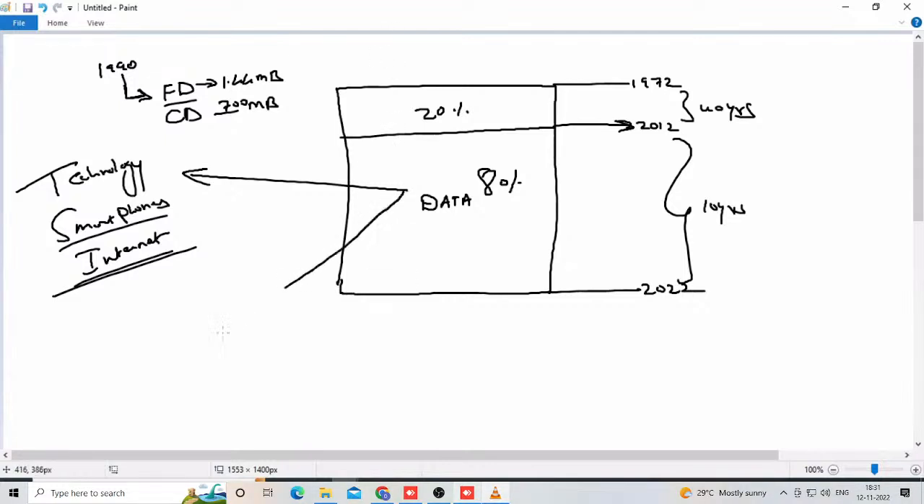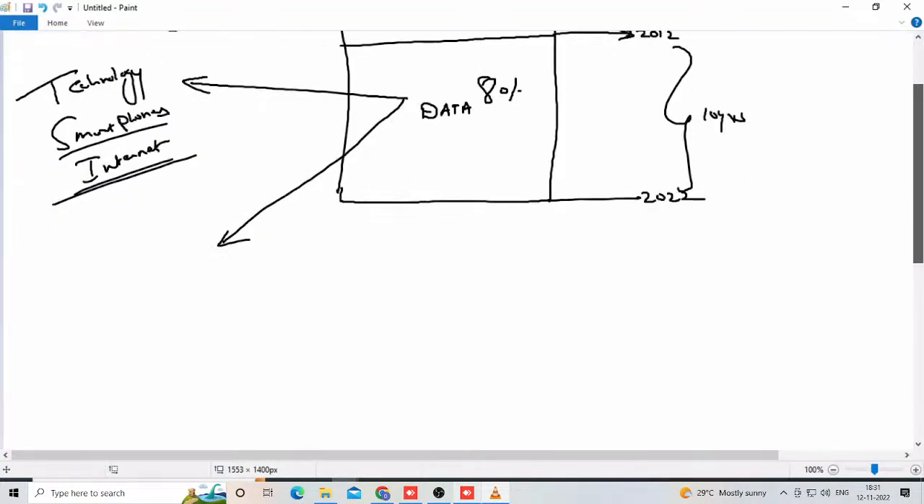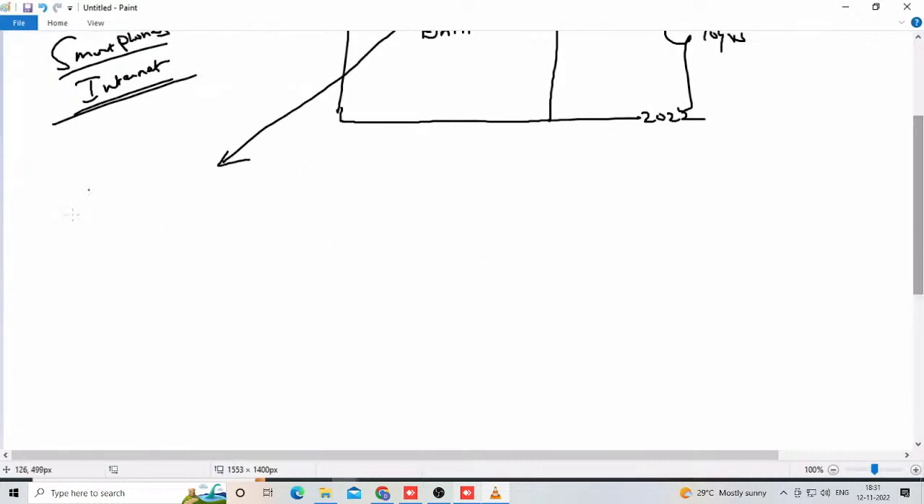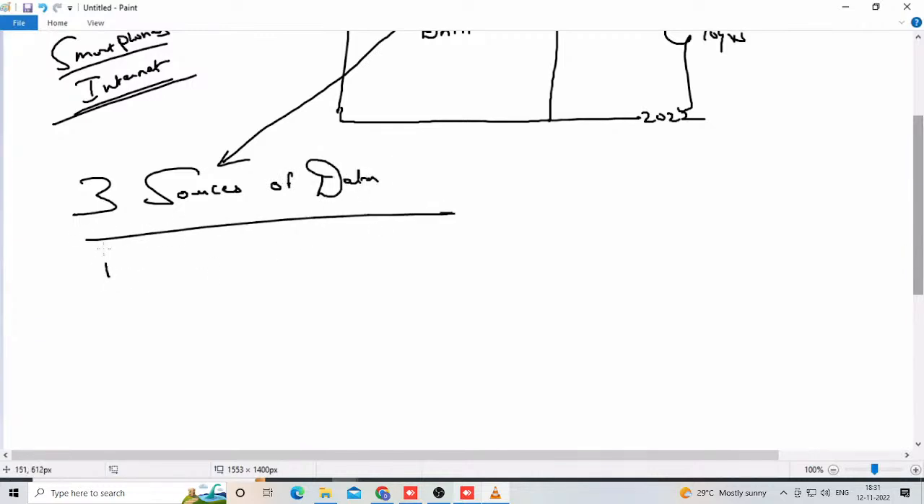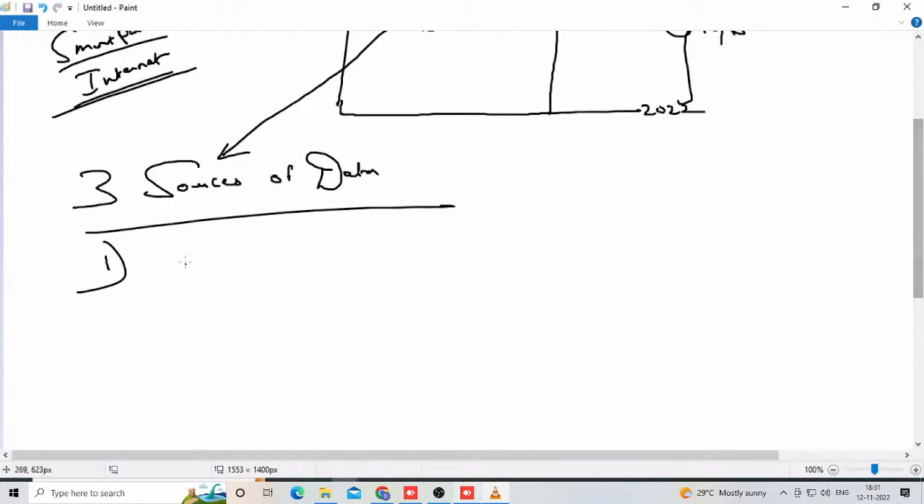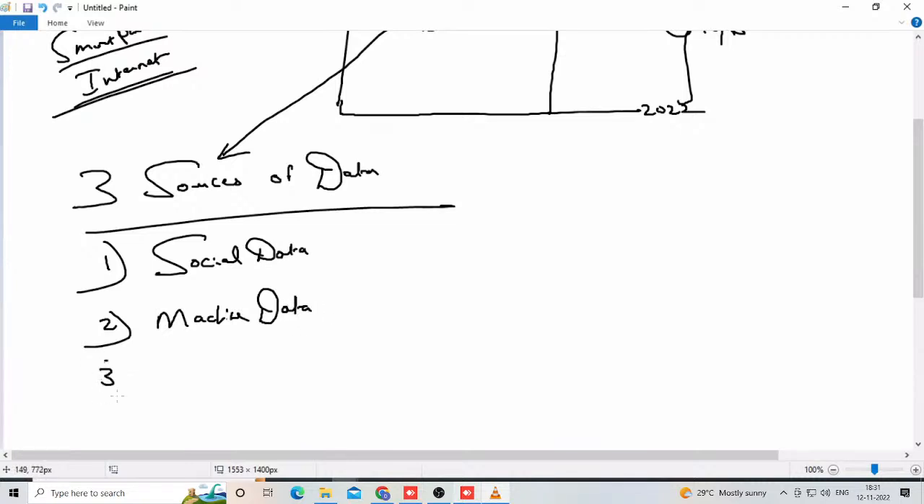So what are the main sources from where this data is getting generated? I can say there are mainly three sources of data: social data, machine data, and transactional data.